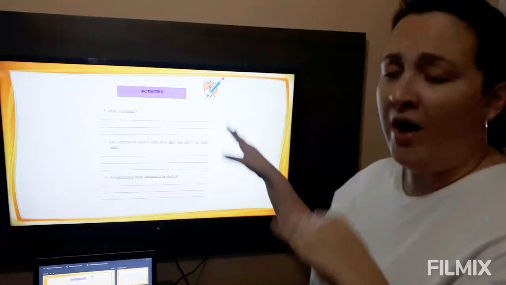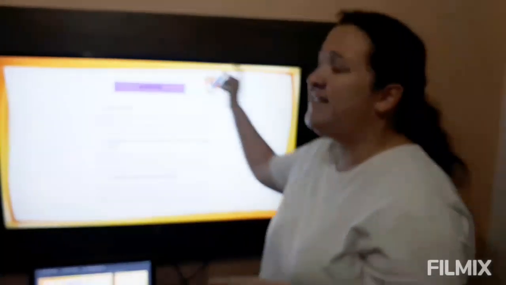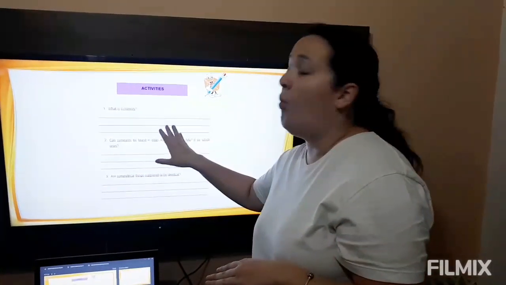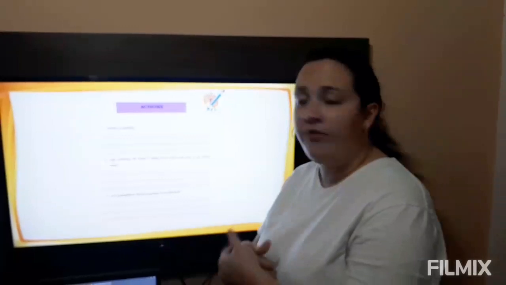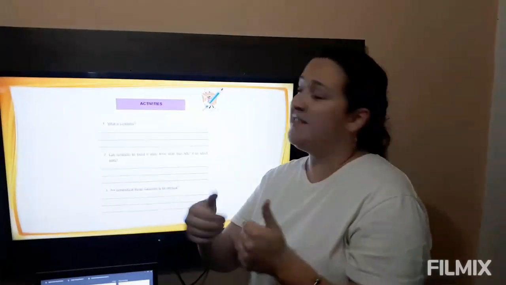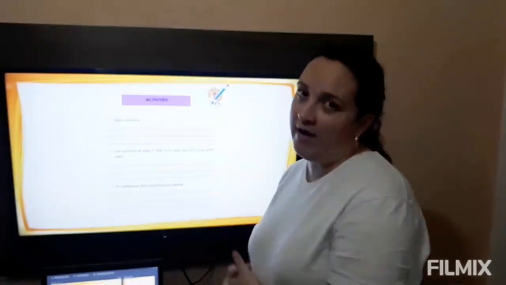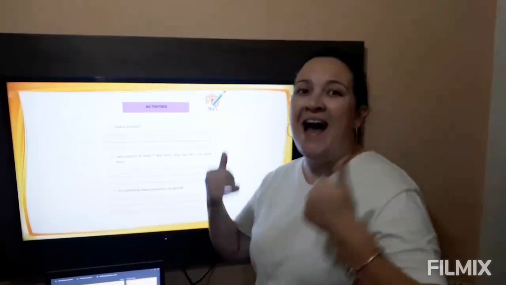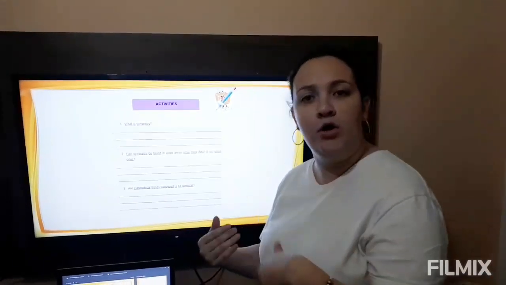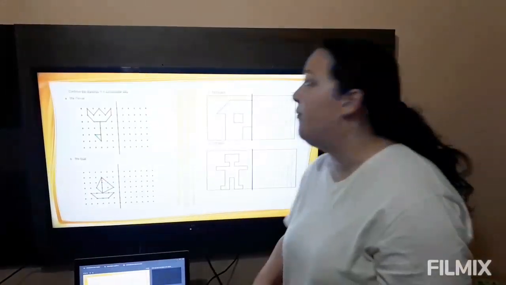And in the end, you have some questions, okay? This is interpretation. So what is symmetry? Find the definition in the text. Can symmetry be found in other areas other than arts? Yes or no? If you answer yes, what other areas can you find symmetry? Are symmetrical things supposed to be identical? Yes or no? Over here, we have some practice.